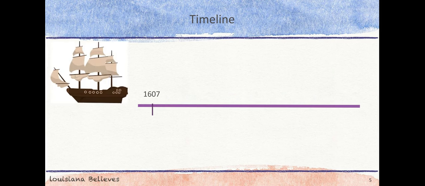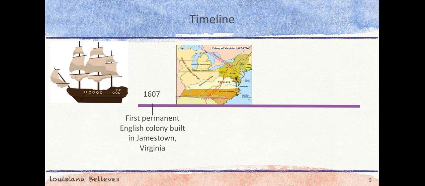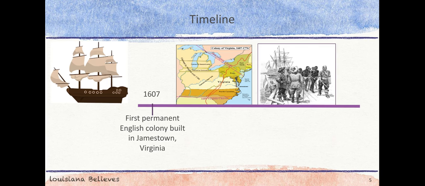Immigrants have been coming to America ever since European explorers discovered the New World. English colonists started arriving in America in the 1600s seeking religious freedom. The first permanent English colony was built in Jamestown, Virginia. Africans were brought over as slaves soon after.